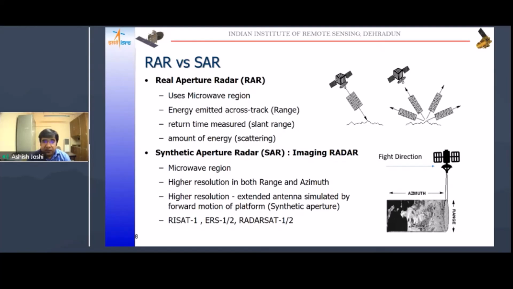Okay, so that is the main difference between real aperture radar and synthetic aperture radar. Real aperture radar does not use the concept of the synthetic aperture, means motion of the sensor, but synthetic aperture radar is a simple radar that uses the concept of the motion of the SAR platform to image and generate a high resolution image in range and azimuth direction.